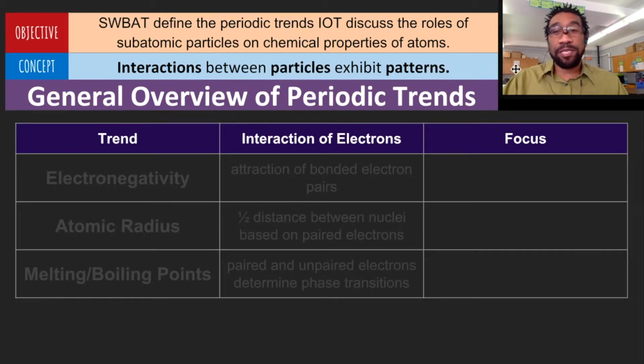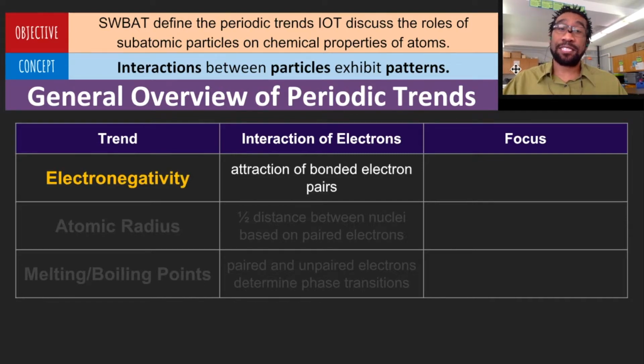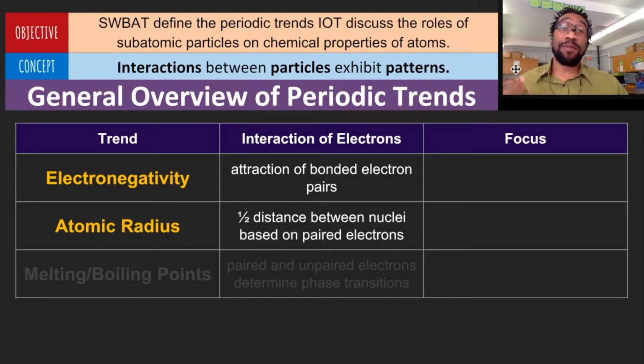The next set of periodic trends is based on a different focus, and you might even be able to predict what this focus is, but let's dive in. The first one is electronegativity, which is the attraction of bonded electron pairs. So now we're actually pairing up electrons. Next, when we move on to the atomic radius, we're talking about half the distance between nuclei based on electron pairs again. So you might already be seeing the theme if you are really astute.